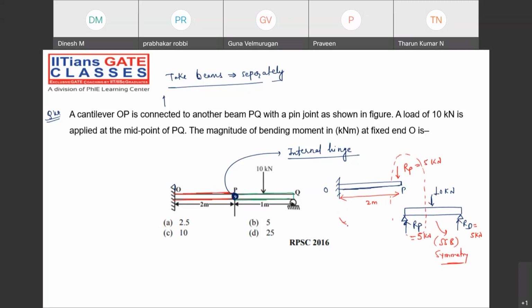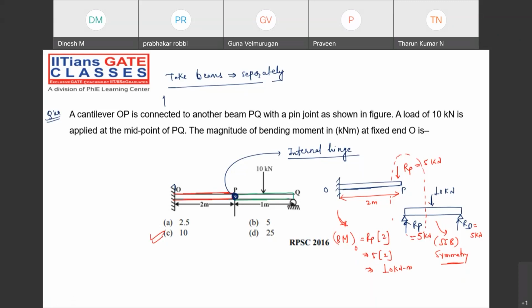For this case they are asking what is the bending moment at point O. So bending moment at point O will be RP into 2, that is 5 into 2, that is 10 kilonewton meter. All of you are understanding the strategy for how to solve whenever the question is about the internal hinge? Please note it down. Very, very important, guys.